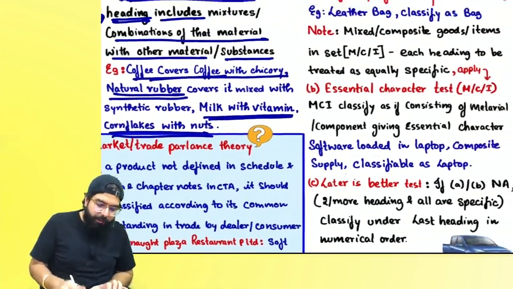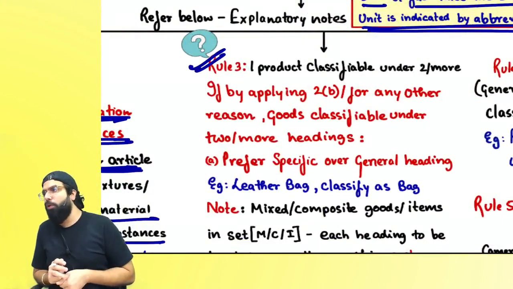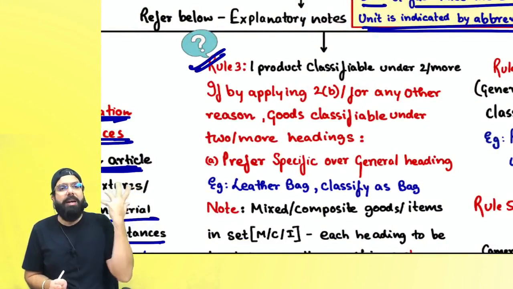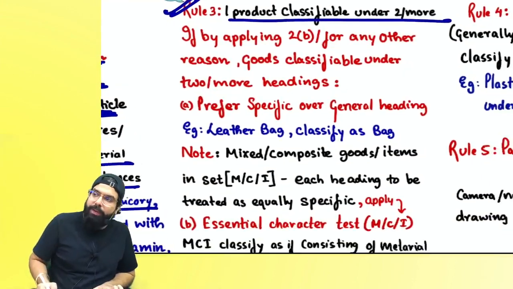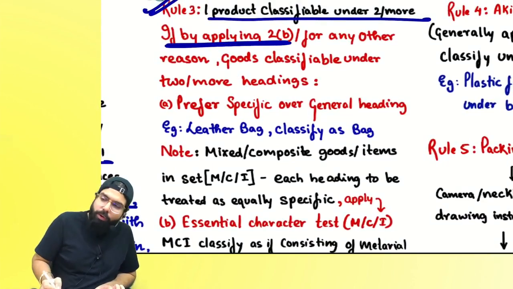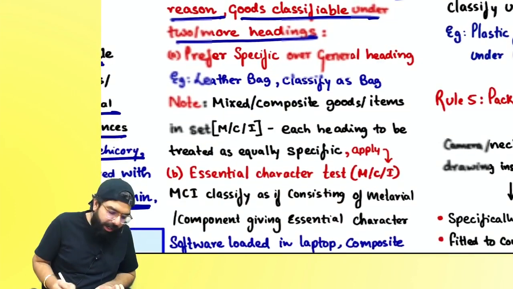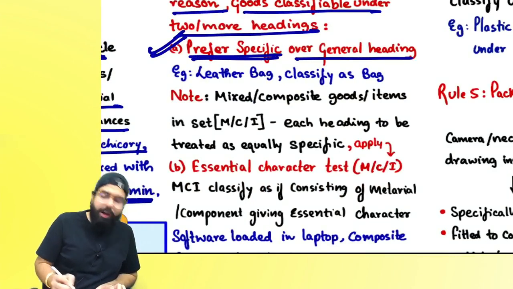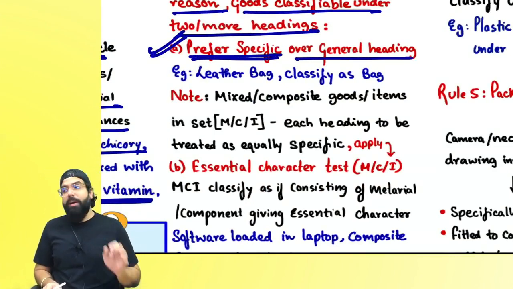Right everyone? Now sir, supposing I am not able to classify as per rule number 2, or in rule 2(b) one item is classifiable under multiple headings, then what to do? They say if goods are classifiable under two or more headings, by applying rule 2(b) or for any other reason, then you will always have to remember to prefer the specific heading over the general heading.